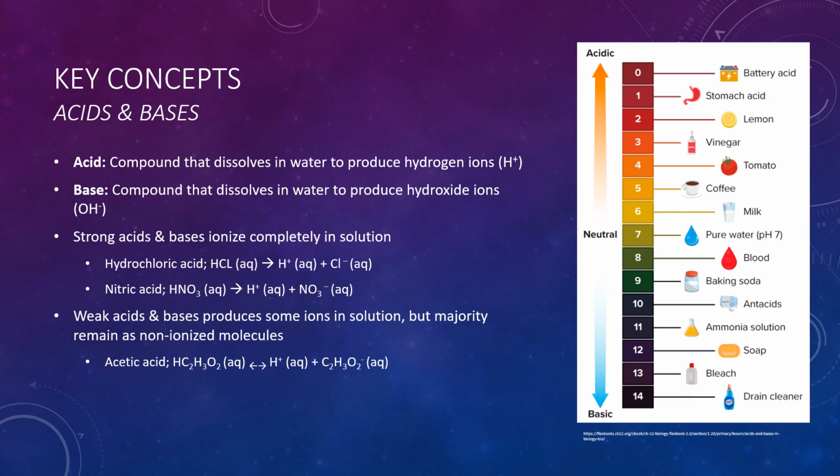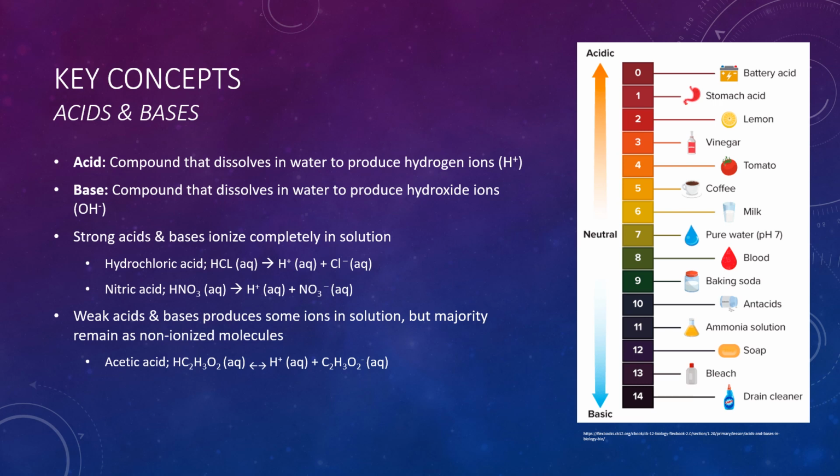So a strong acid or base will ionize completely in a solution, meaning that it will completely break down into ions. Examples of this include hydrochloric acid, which is a strong acid, and will ionize completely into hydrogen and chloride ions. Similarly, nitric acid, again, a strong acid, will ionize completely into hydrogen and nitrate ions.